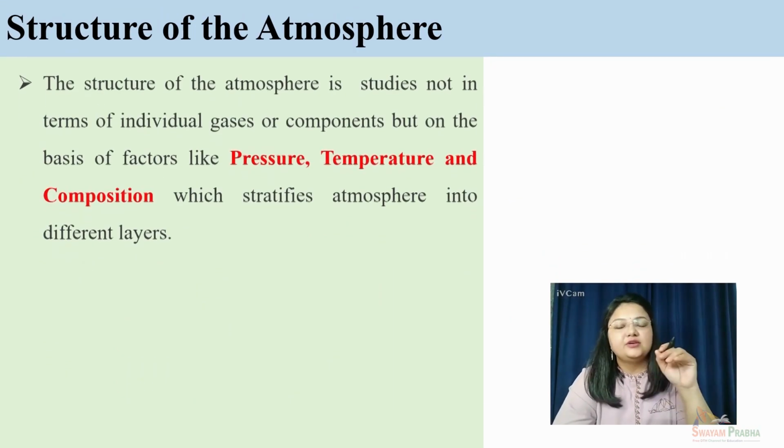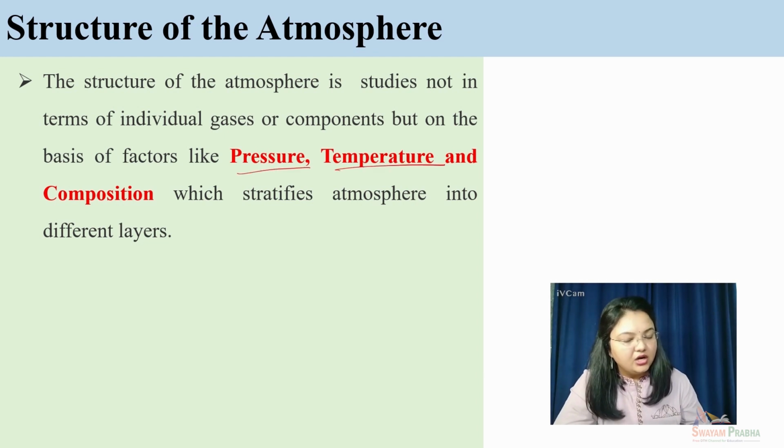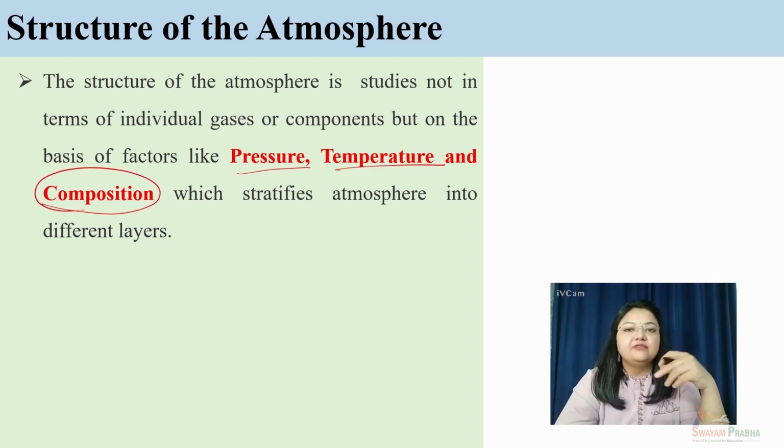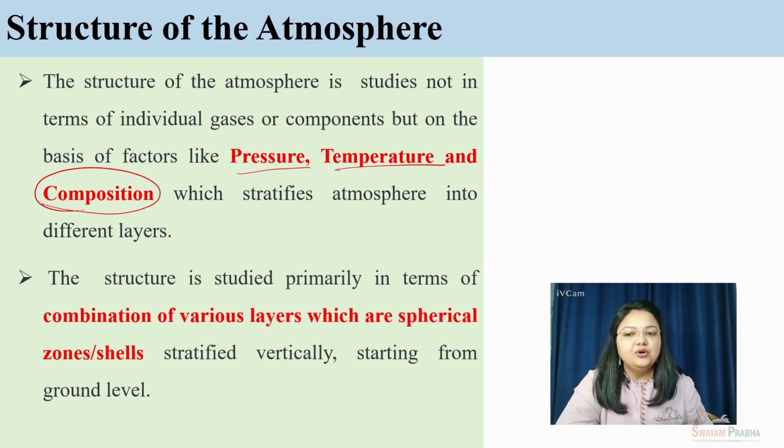So the structure of atmosphere is not only studied in terms of individual gases or components, or primarily on the basis of its composition. While talking about the structure of atmosphere, we also take factors like pressure and temperature along with its composition to define the structure of atmosphere, and all these factors together stratify the atmosphere into different layers.